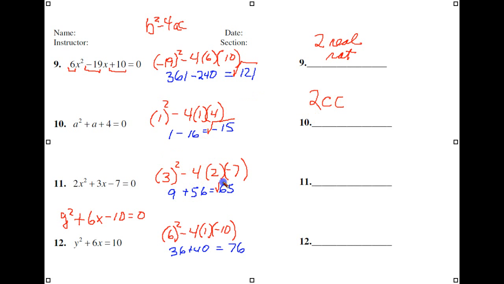Again, this is not a perfect square, so you're going to get two real but irrational. And the same here. This is not a perfect square, so two real but irrational.